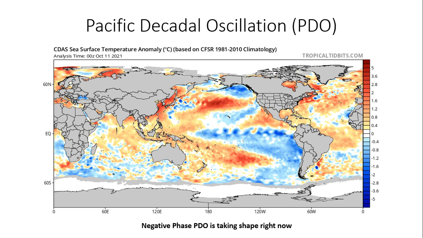If we look at the current sea surface temperature anomalies as of today, the 11th of October 2021, we'll notice that there is a general cooler pool of water in the Gulf of Alaska, the blue shading there, and then we have predominantly an above normal water mass extending from just off the coast of Oregon in the U.S. all the way across the central North Pacific, even past the dateline a bit.